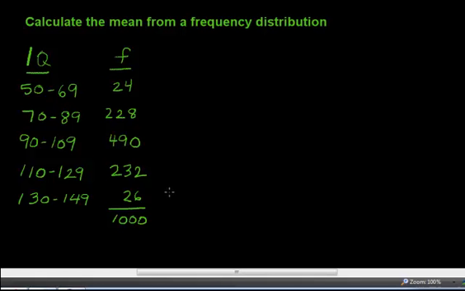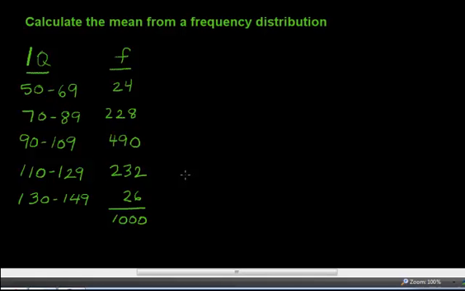Okay, if we had each one of those individual 1,000 IQ scores, we could add up all of those IQ scores and divide by 1,000 to get the average. But this is how the data has been presented to us. And so what we need to do is come up with a representative number for each group, since we really don't know of those 24 in the first group what the scores were. We just know they were somewhere between 50 and 69.